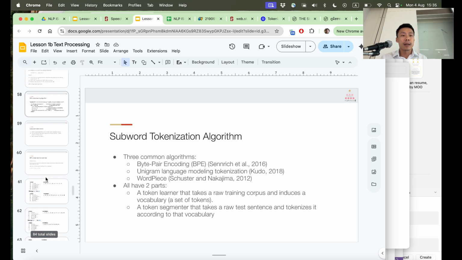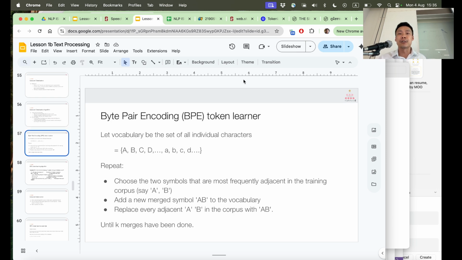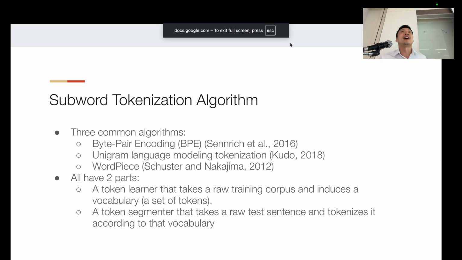Can I cover this in 25 minutes? I bet I can, but we'll continue next week. Okay, so subword tokenization. You see the demo of how it does it, right? So it does a poor job, but not that poor of a job.